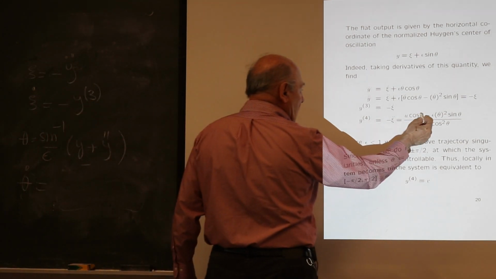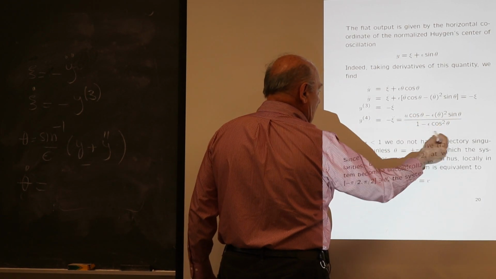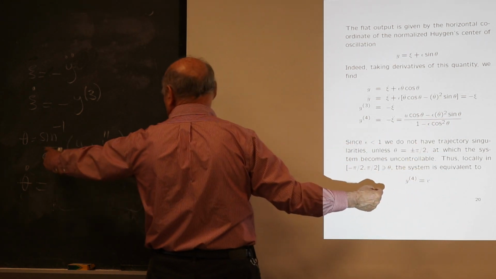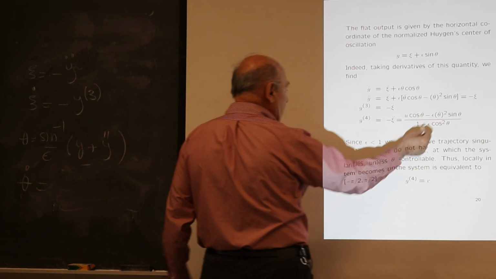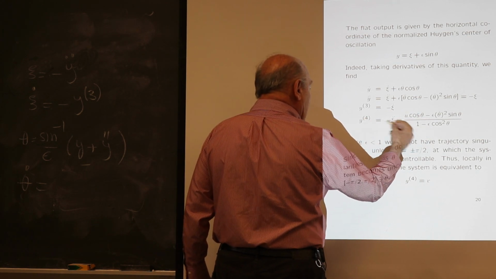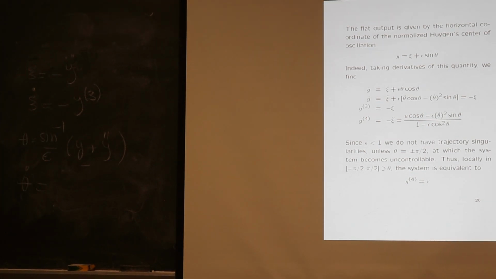You can compute, since you now know theta, you can know the cosine, the sine, all these terms, and the velocity. You also have the velocity by taking one more derivative of that. You obtain everything, and you can obtain u as a function of 4 derivatives of y. So that system is flat, and the flat output is that one.